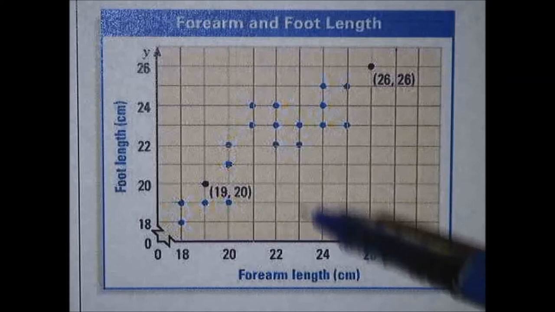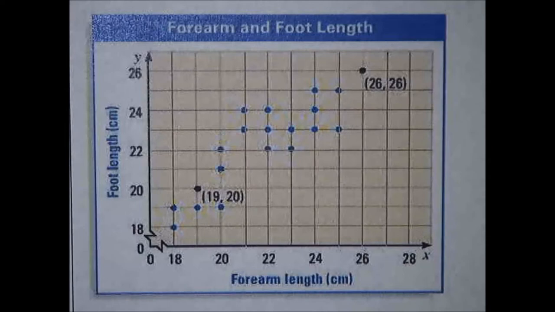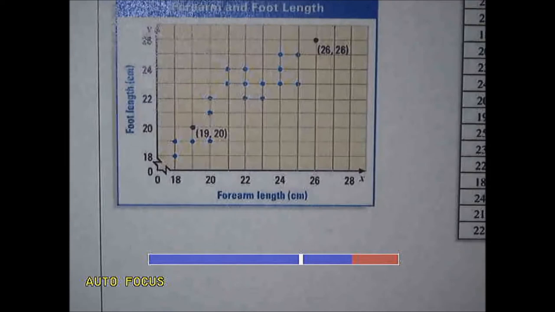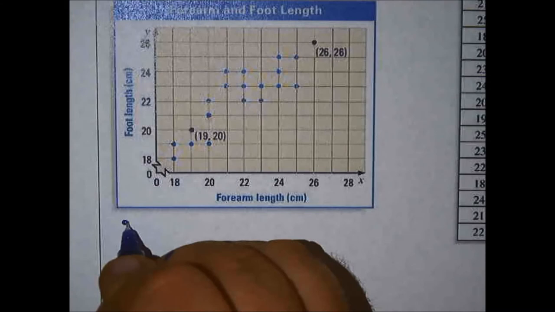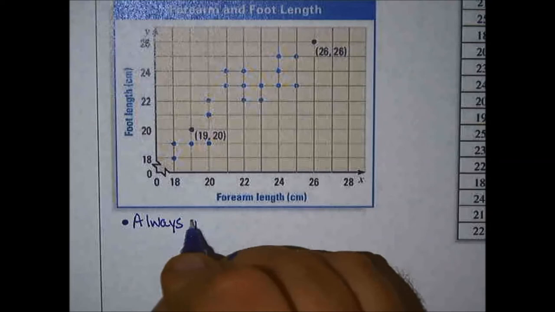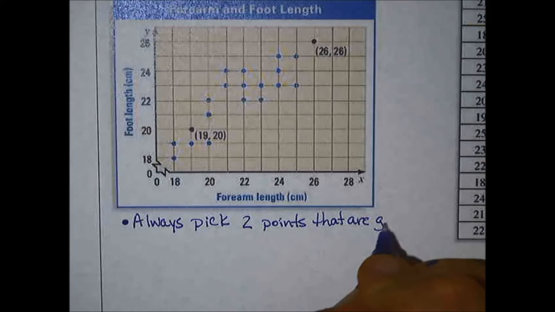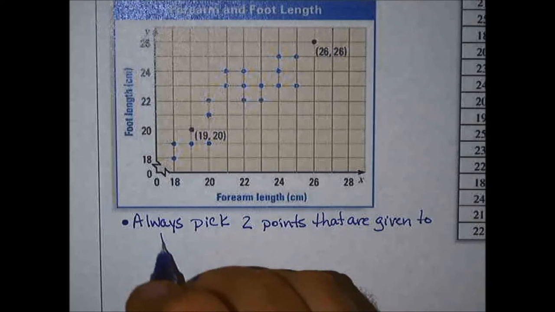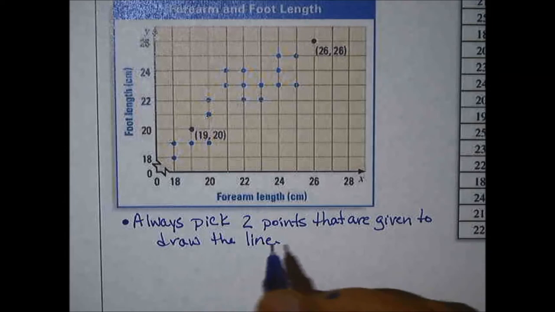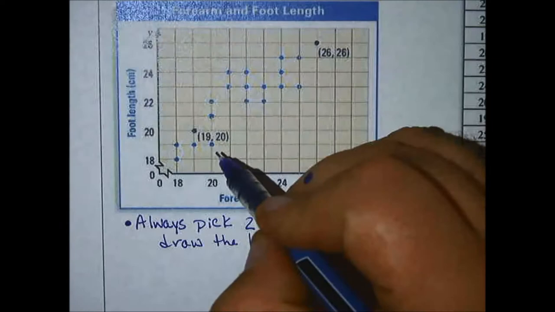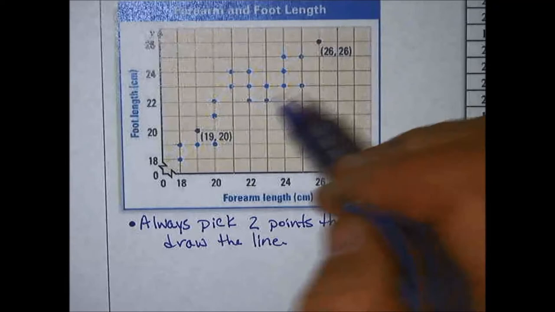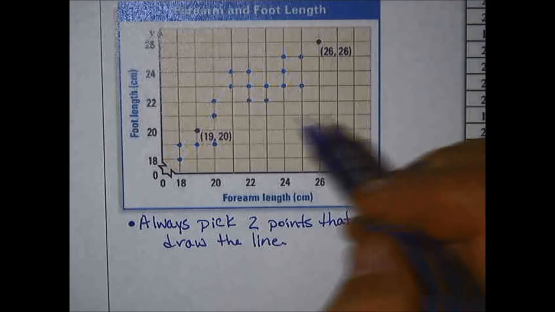Now, here are some things that I always do when I'm coming up with a line of best fit. I'm going to zoom back out and put some notes on here. The first big thing is always pick 2 points that you're given to draw the line. Always pick 2 points that you're given to draw the line. Here I've already picked them: 19-20 and 26-26. Usually the 2 points you find are somewhere near the bottom and somewhere near the top. Those are the 2 points that I've picked.